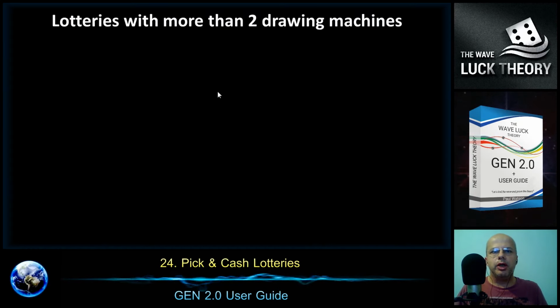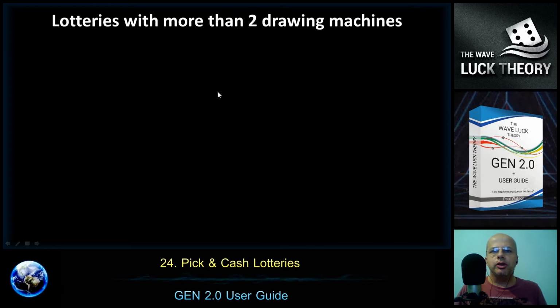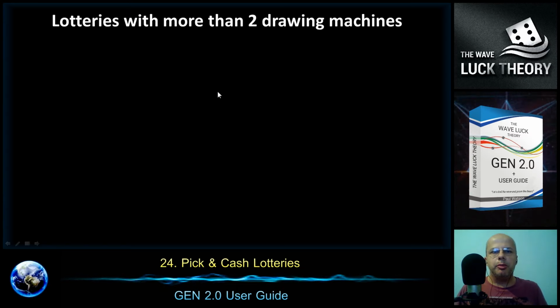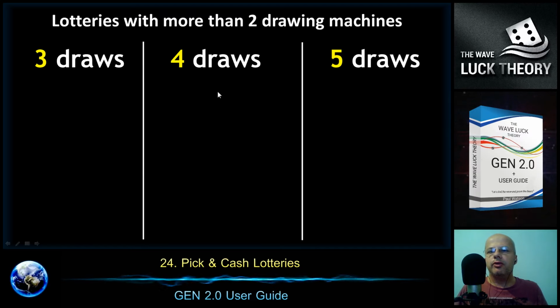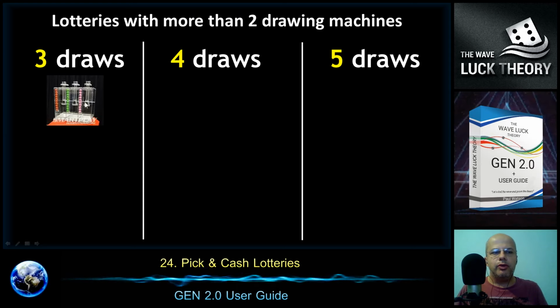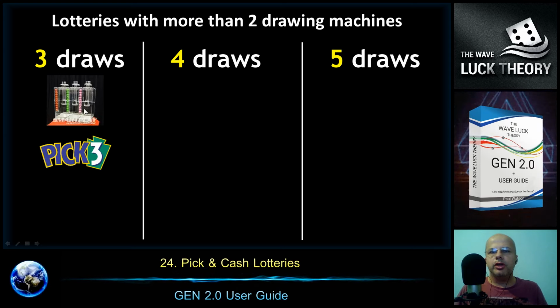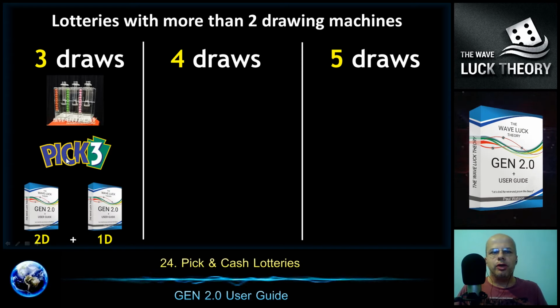Normally we have lotteries with two drawing machines, like most national lotteries, like Powerball and Mega Millions, and then there are specific lotteries with 3, 4 and 5 independent drawing machines. The machine with 3 draws looks like this. The example is pick 3, and for this you need to run two genes at once, where the first one is simulating the first two drawing machines and the second is simulating the third drawing machine.